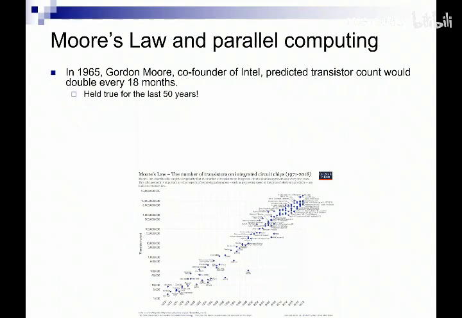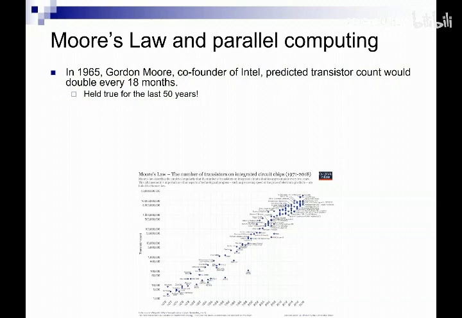I'm sure you've all heard of Moore's law. Just to recap, about 50 years ago, in 1965, Gordon Moore, who was the co-founder of Intel, predicted that the number of transistors that we could put onto a processor would double every 18 months. And remarkably, this prediction has basically held true for the last 50 years. Here, what we see on the graph at the bottom is the number of transistors on different processors over time. We can see that it's basically followed this exponential growth pattern that Moore predicted over 50 years ago.